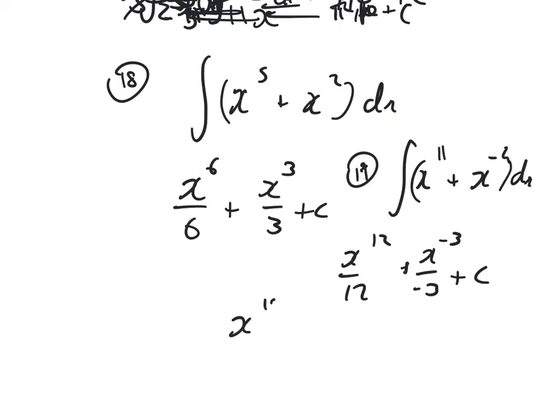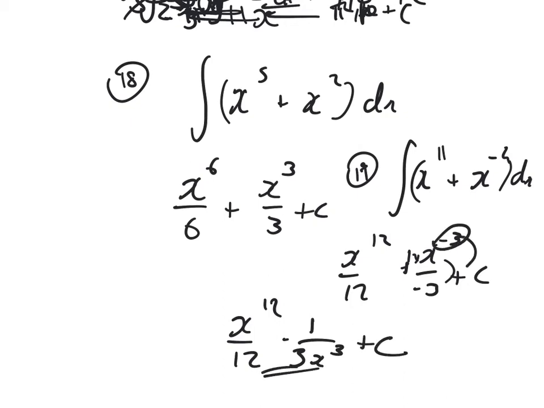So x to the 12 over 12 is fine, but I can bring that back down, and that will be minus 1 over 3x to the positive 3 plus c. So if you use the reciprocal rule, we bring that back down.